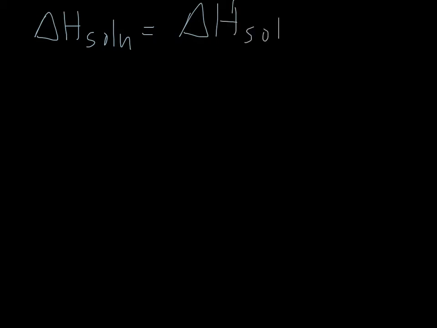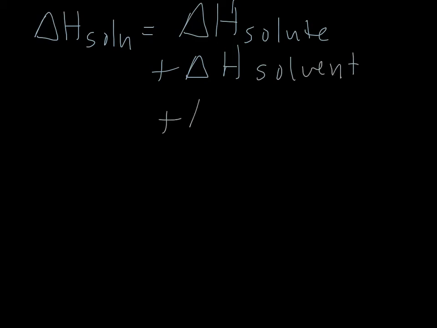This can be drawn up as the enthalpy change of your solution is equal to the sum of the enthalpy change of your solute added to the enthalpy change of your solvent added to the enthalpy change of when the solute and solvent mix together. If you add all these together, you get the delta H of solution.